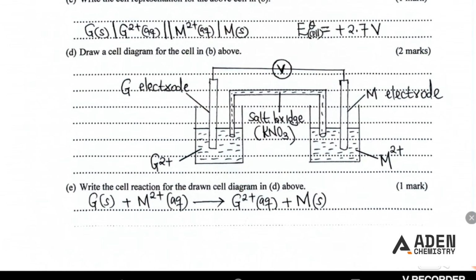So part E, we are told write the cell reaction for the drawn cell diagram in D above. So when we are writing the cell reaction, first of all we start here, G solid. Then next we are going to write M2 plus aqueous. Then what will happen is displacement reaction will occur. Then we are going to write G2 plus aqueous. Then we are going to end with the M solid. That is the cell reaction. So let's proceed to the next part.